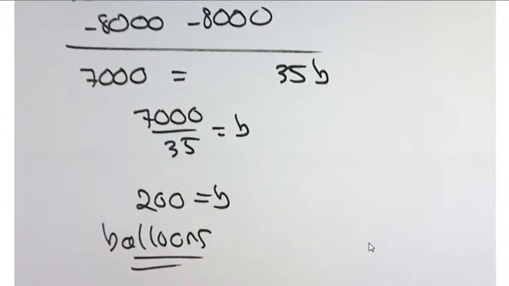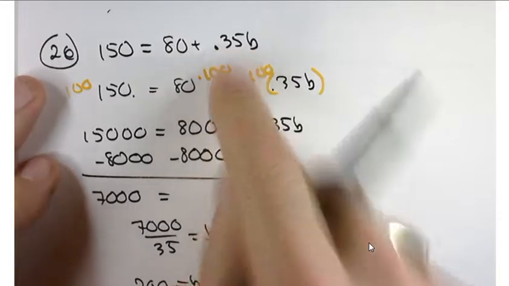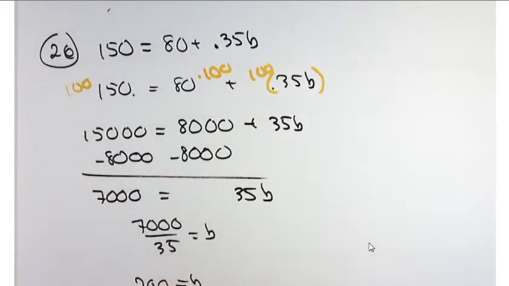The thing you're going to have to keep an eye on in this one is, when you have the word per or each, those things are kind of implying you to multiply to get the prices from there.